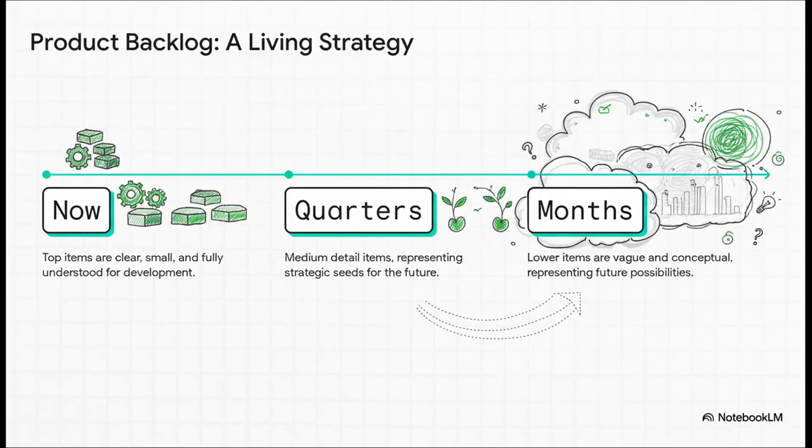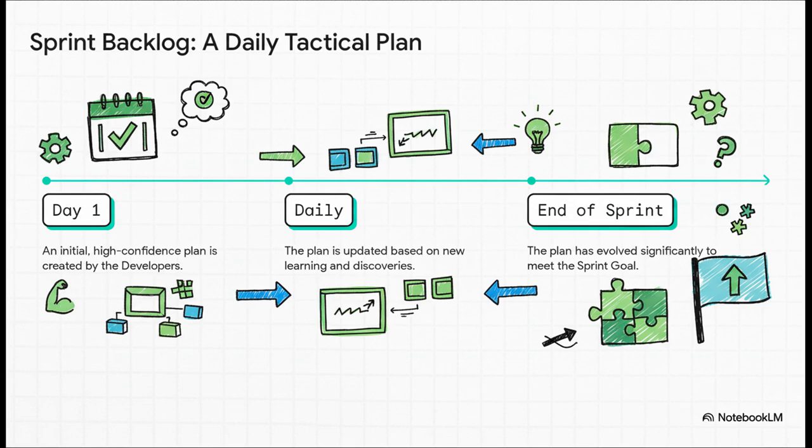A really healthy product backlog is always emerging. The stuff at the very top for the next sprint or two, it's crystal clear, small, and totally ready to go. But as you scroll down, things get bigger, vaguer. They're just ideas, strategic seeds for months or even quarters down the line. It's constantly shifting as you learn more about your product and your market. The sprint backlog, though, is the total opposite.